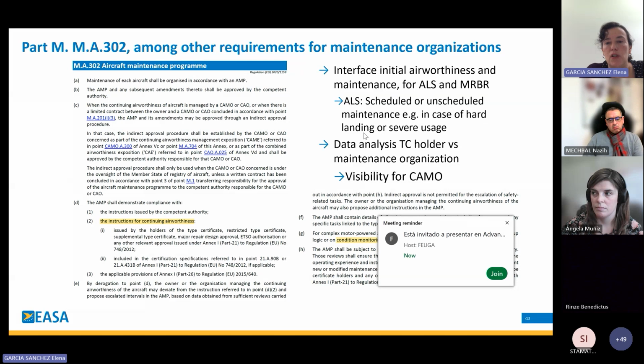So the question also arises, who will do the data analysis of any findings in service by the system, the TC holder or the maintenance organization? The TC holder, it's better if they have visibility of what is happening to the whole fleet, but then there are some operator-specific environments, and also it's important to take into account that the CAMOs have sufficient visibility.